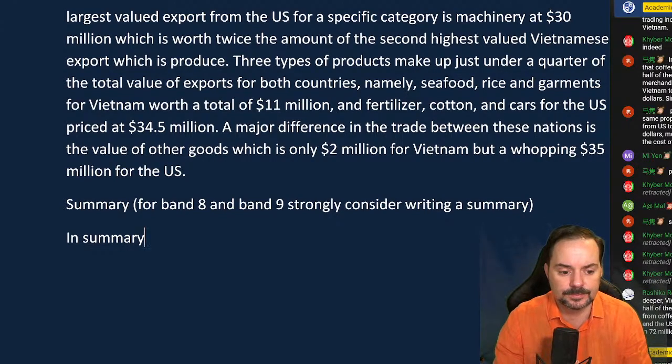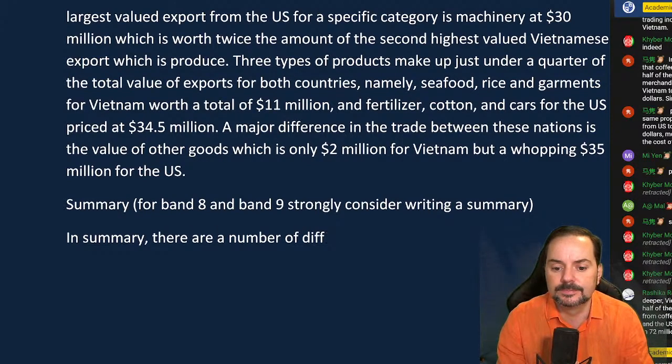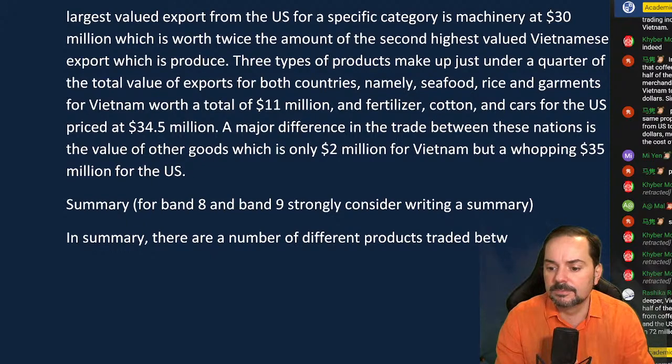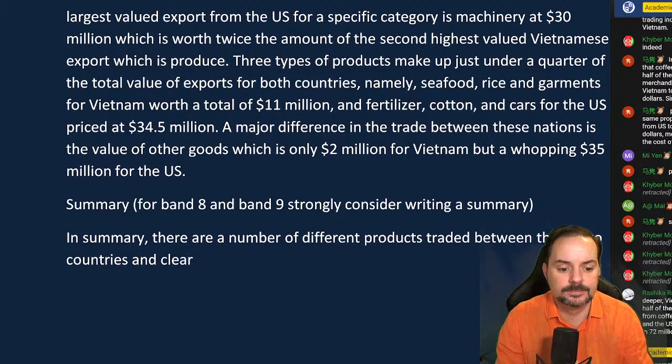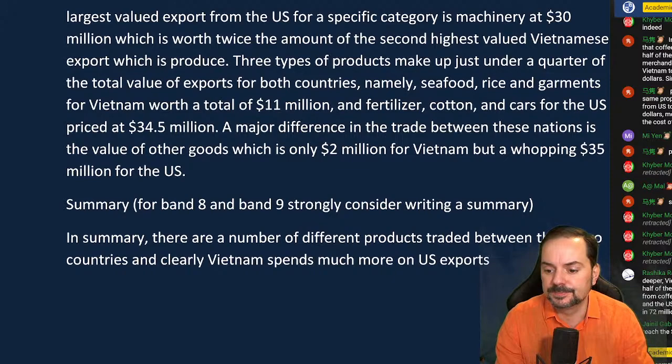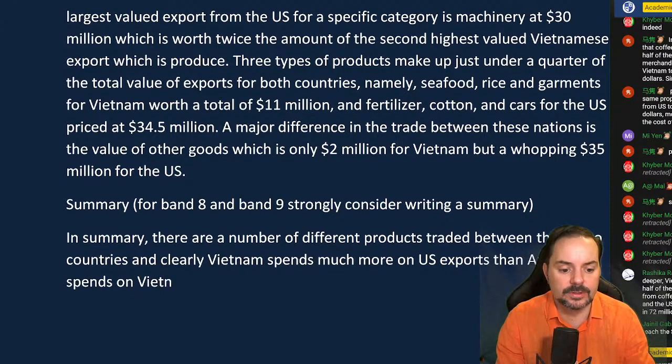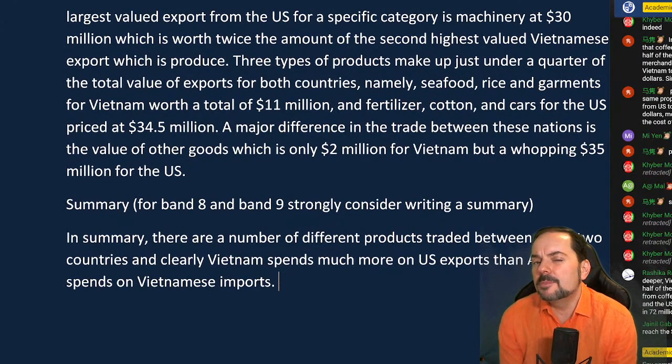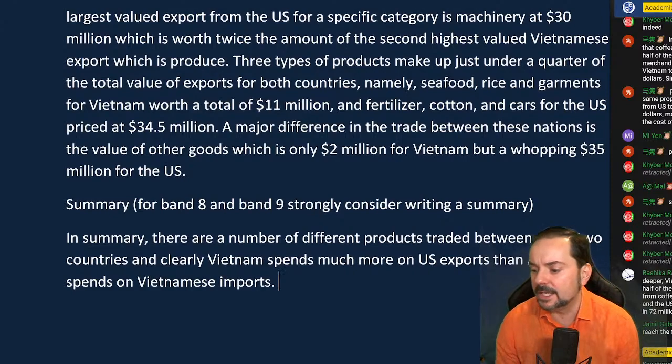In summary. There are a number of different products traded between these two countries, and clearly Vietnam spends much more on US exports than America spends on Vietnamese imports. Okay, so that's almost like a paraphrase of the introduction, but not quite.